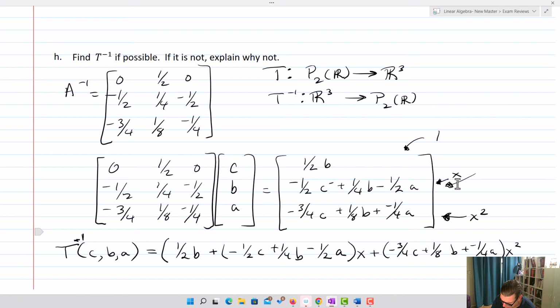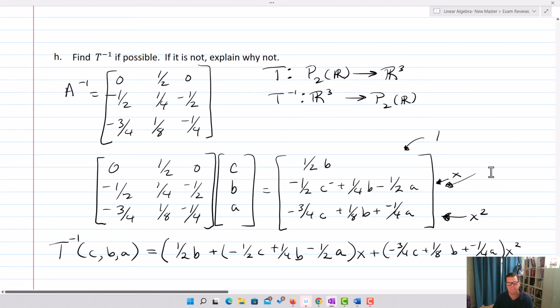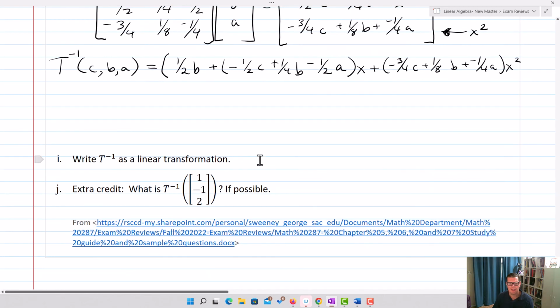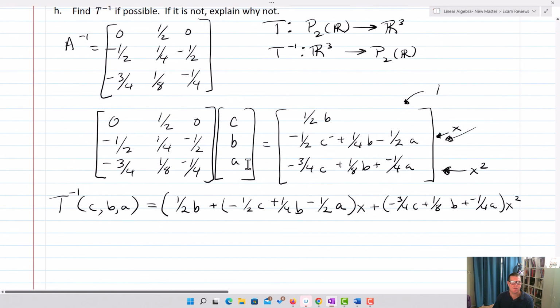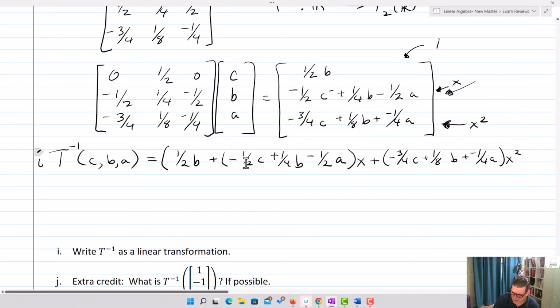So T inverse of CBA is then going to equal 1/2 b plus negative 1/2 c plus 1/4 b minus 1/2 a x plus negative 3/4 c plus 1/8 b plus negative 1/4 a x squared. Okay? We actually just did it. We wrote it as a linear transformation.